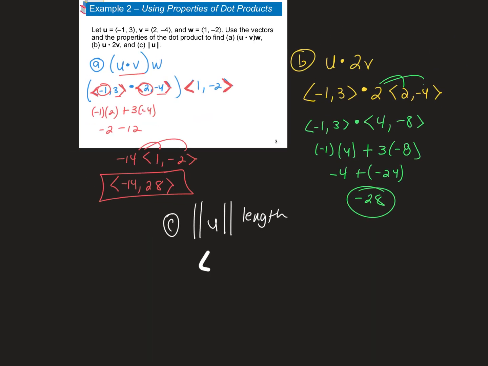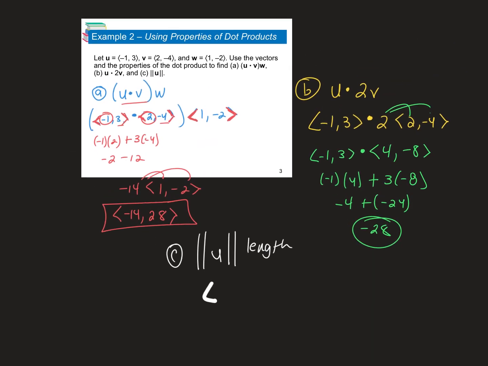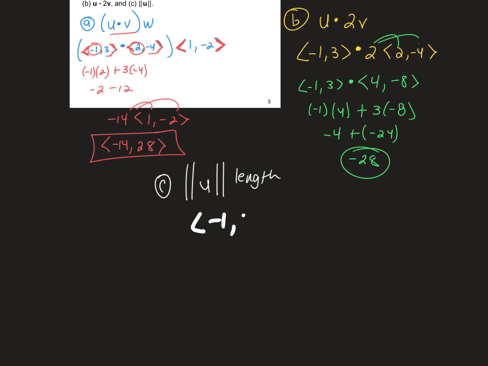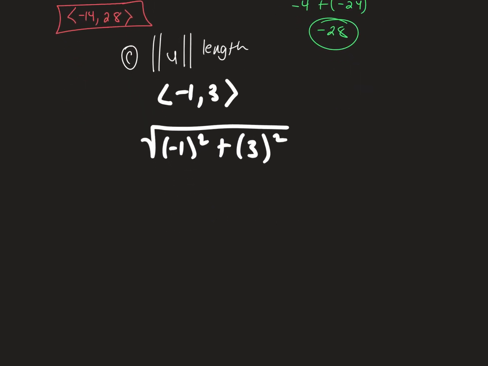Well, you take vector U. U is what? Negative 1, 3. And the magnitude formula is just the first part of the vector squared plus the second part of the vector squared. What's negative 1 squared? 1 plus 3 squared is? So square root of 10. If you can break it down, break it down. If you can't, leave it. Yes, sir.